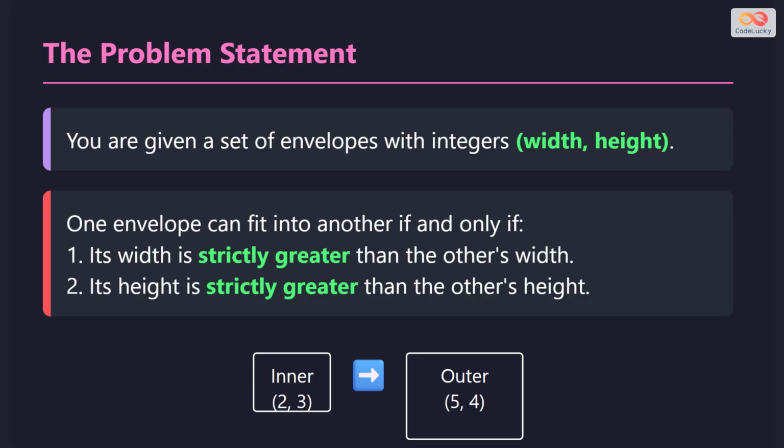Let's define the problem clearly. You are given a 2D array of integers where each element represents an envelope with a specific width and height. The goal is to determine the maximum number of envelopes you can Russian doll, meaning nesting them one inside another. An envelope can only fit into another if both its width and height are strictly greater than the inner envelope's dimensions.